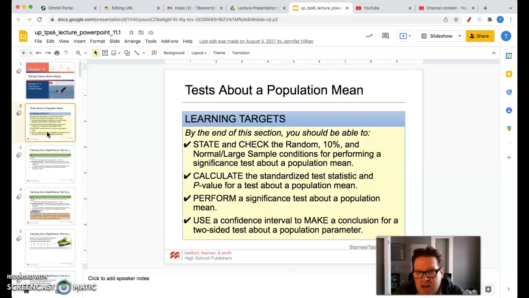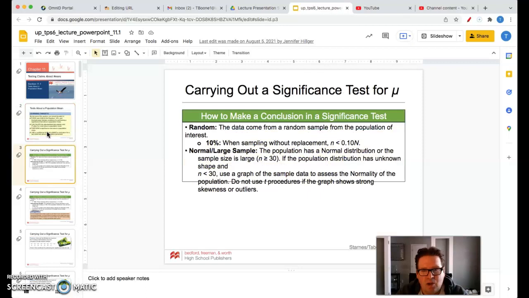We're going to calculate the standardized test statistic and p-value. We're going to be looking at t-scores a little bit. We're going to change that just a little bit. We're going to look at significance tests about that, and then making a confidence interval. So we're kind of putting a lot of things together that we've done over the last few chapters. Short chapter, only 2 sections, but we'll split that up 2 days for section 1 and 3 days for section 2. All right, so again, how to make a conclusion.